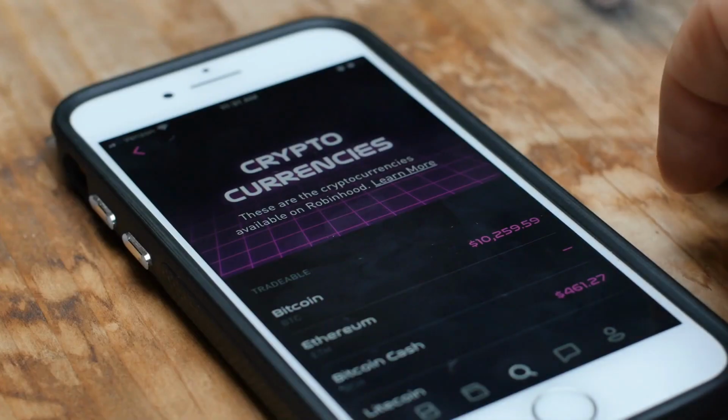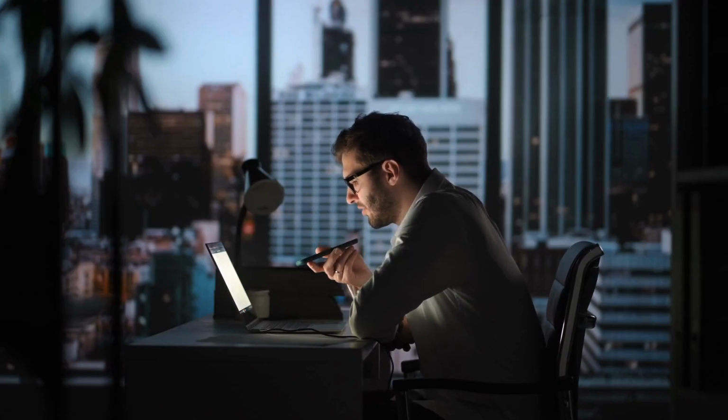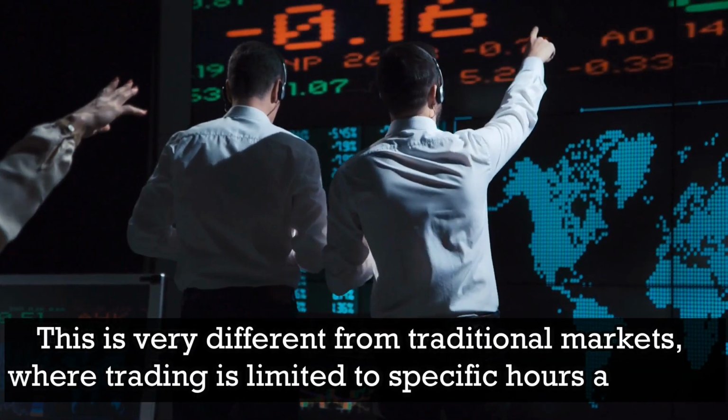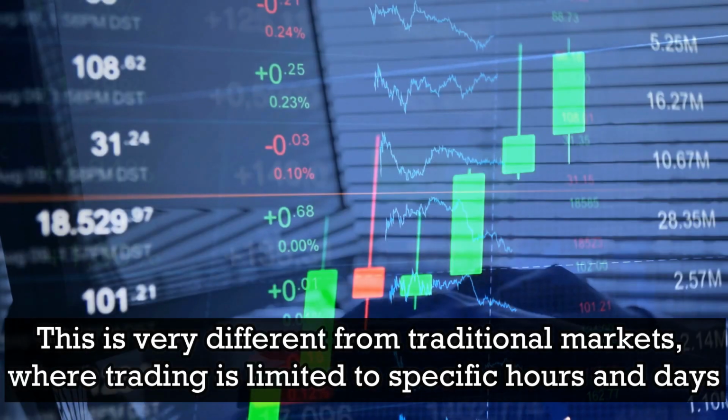Thanks to DeFi, synthetic tokens can be traded at any time, as it is always available. This is very different from traditional markets, where trading is limited to specific hours and days.